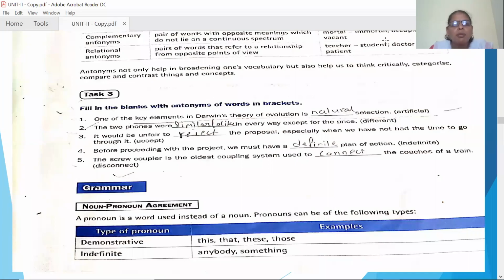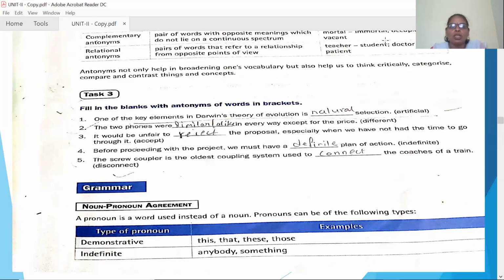So as a part of grammar, we have studied vocabulary, synonyms, antonyms, and now we are going to learn noun-pronoun agreement. What is a noun? A noun is the name of a person, place, thing, or animal. Particularly when we talk about them, we use the name, like Rama, Lakshman, Sita, and tiger, and all these particular names of people or animals or buildings.